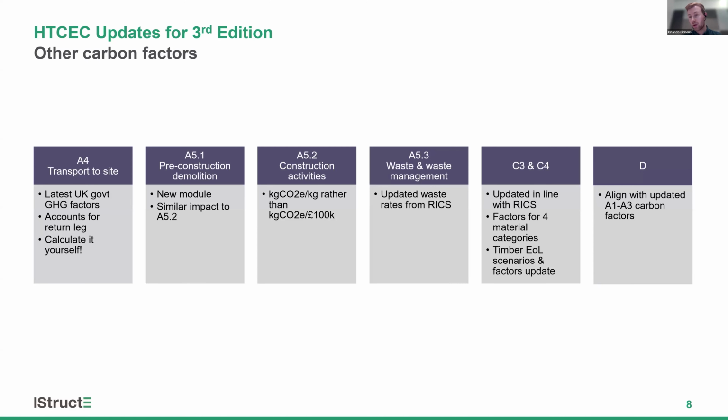It used to be just one flat rate that we applied to all materials. Now there are 4 different material categories, each with a different carbon factor. And the timber end of life scenarios factors have been updated too. And module D, we're updating the carbon factors there to align with the A1 to A3 carbon factors.